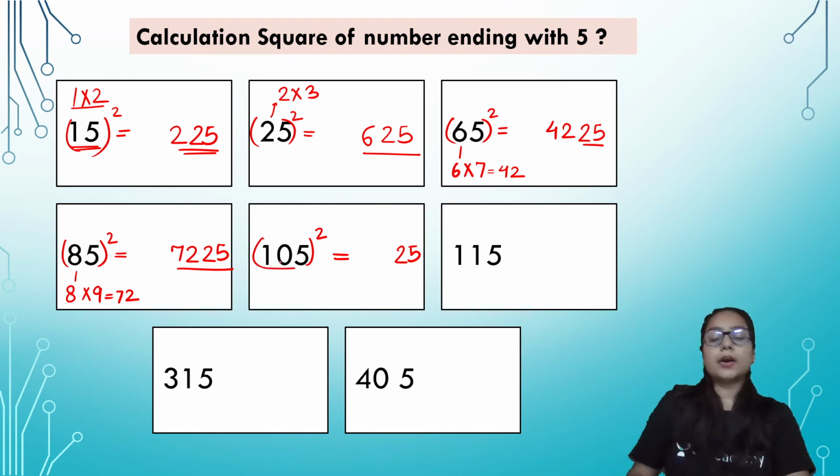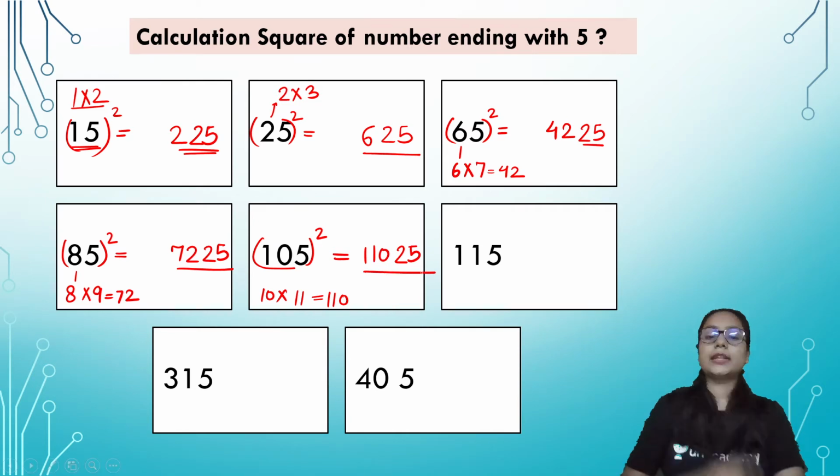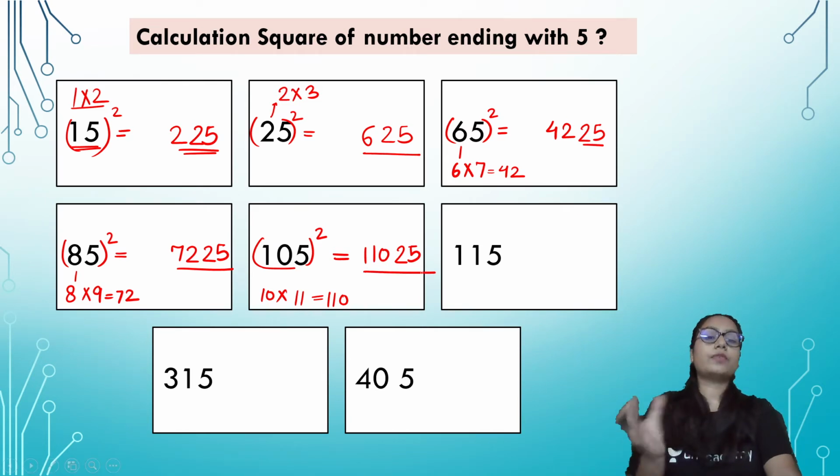The remaining number after removing 5 is 10. The next number after 10 is 11. So 10 into 11 is 110. Keep 110 here. This is the square of 105.